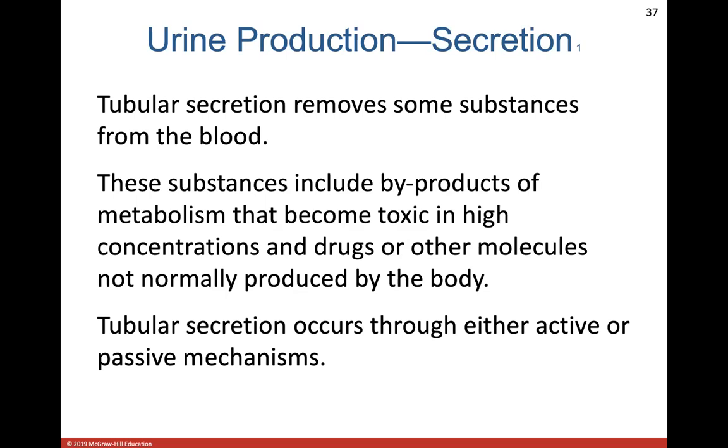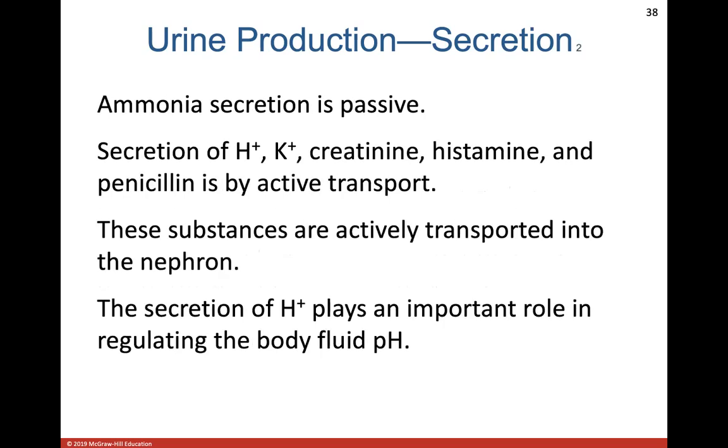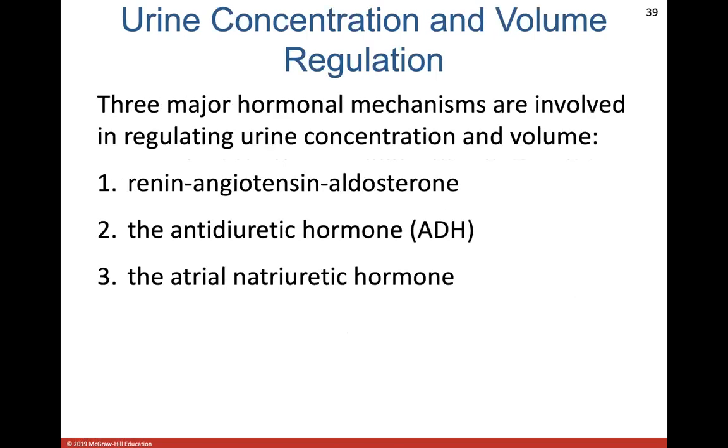So this is why urine tests will detect drugs in the body, because usually that's one thing your body does not want to reabsorb, it wants to get rid of. And tubular secretion occurs through either active or passive mechanisms. So again, this secretion means secreting substances into the urine and keeping it there so the body can get rid of it as a waste. Ammonia secretion is passive. Secretion of hydrogen, potassium, creatinine, histamine, and penicillin is by active transport. These substances are actively transported into the nephron, and the secretion specifically of hydrogen ions will play a very important role in regulating the body fluid pH.